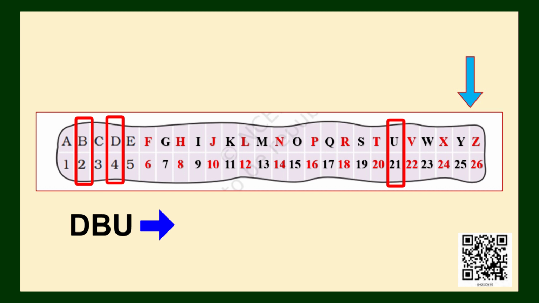For example, DBU. What is the letter just before D? Yes, C. Remember C. What is the letter just before B? A. Then can you tell me the letter just before U? Yes, it is T. Then what will be the word? C A T, which is cat. So, the word which I have given you, DBU, is nothing but cat.